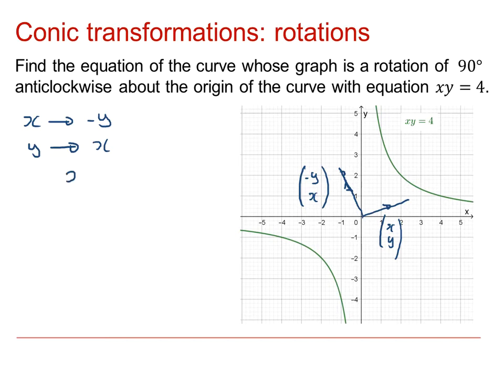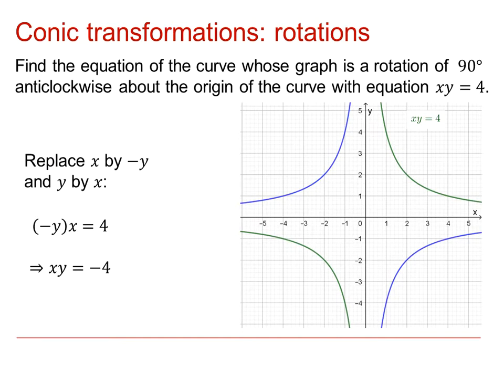So therefore, for the equation xy equal to 4, substituting those values, we get negative y multiplied by x is equal to 4, which is equivalent to xy is equal to negative 4. And this graph shows the effect of that, and here's our new curve which has been rotated by 90 degrees anti-clockwise. So make sure that you know what happens to the vector (x, y) for each of the different transformations. Multiples of 90 degrees are about the origin.